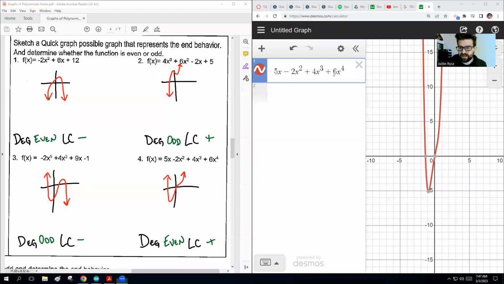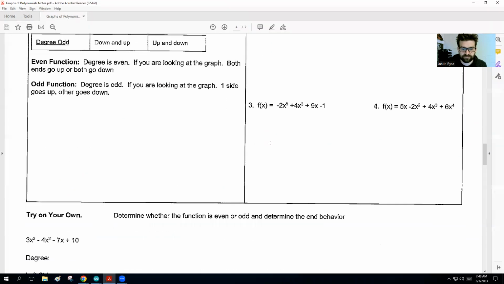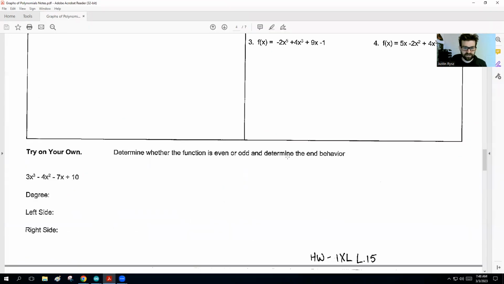So if we look at this example here, if I just change the leading coefficient to a -6, it just flips our graph. So now it's going to be down and down. Or if we go back to being positive, we change that to an odd degree, it's going to go down then up. And if I make it negative odd, it goes up to down. So we can determine the end behavior of the graph just by determining whether the function is even or odd.